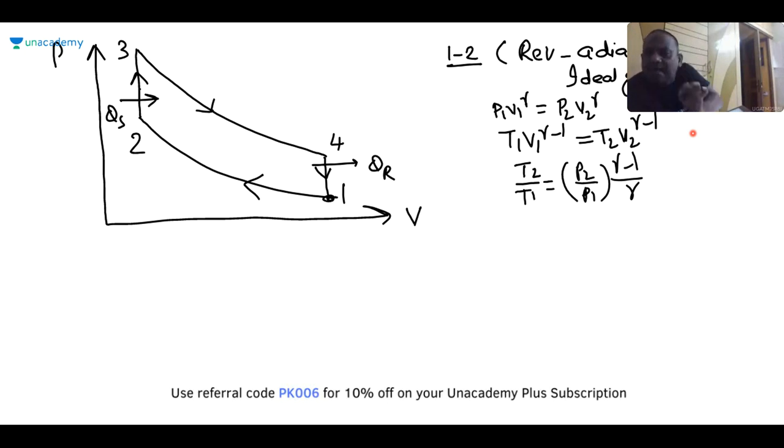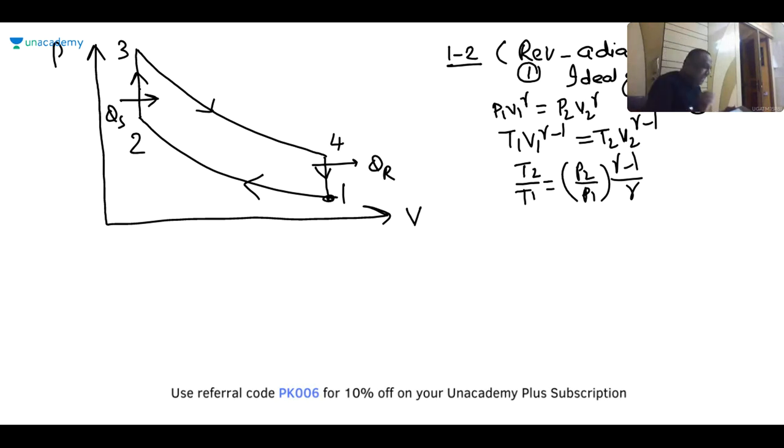Most of the students have some incomplete knowledge. I'm not saying almost all. So these equations must be applied only when three conditions are satisfied. Out of three, even if one condition is not satisfied, you cannot apply these equations. For these to apply, the process must be reversible, adiabatic, and the fluid must be an ideal gas. This I will be deriving in basic thermodynamics. That's why basic thermodynamics is the most important subject.